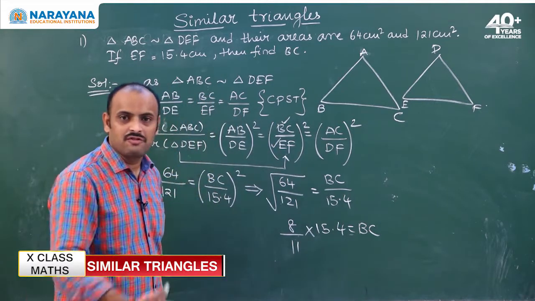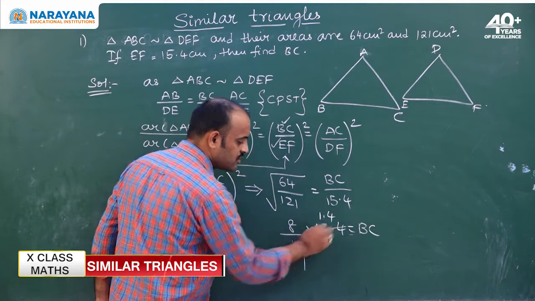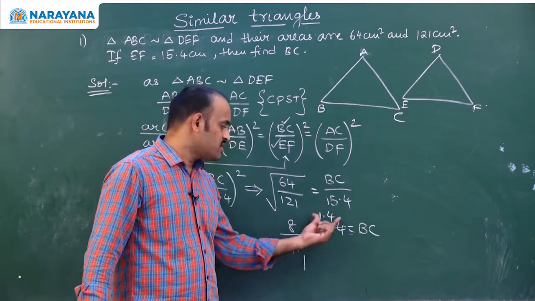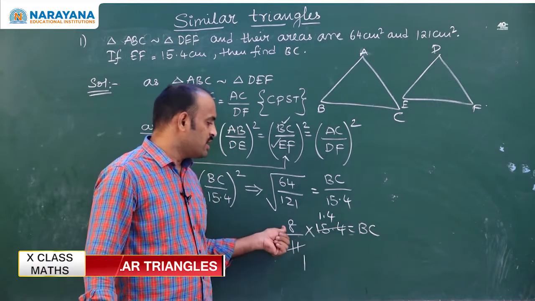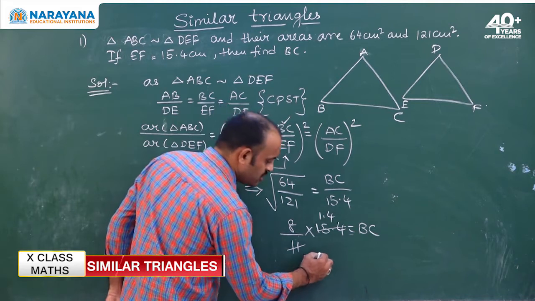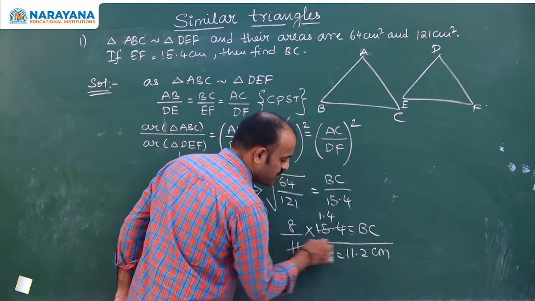11 14s are 154. Then 11 1.4s are 15.4. Now multiply 8 into 1.4. 8 into 1.4 is 11.2. Therefore, BC is equal to 11.2 centimeters.